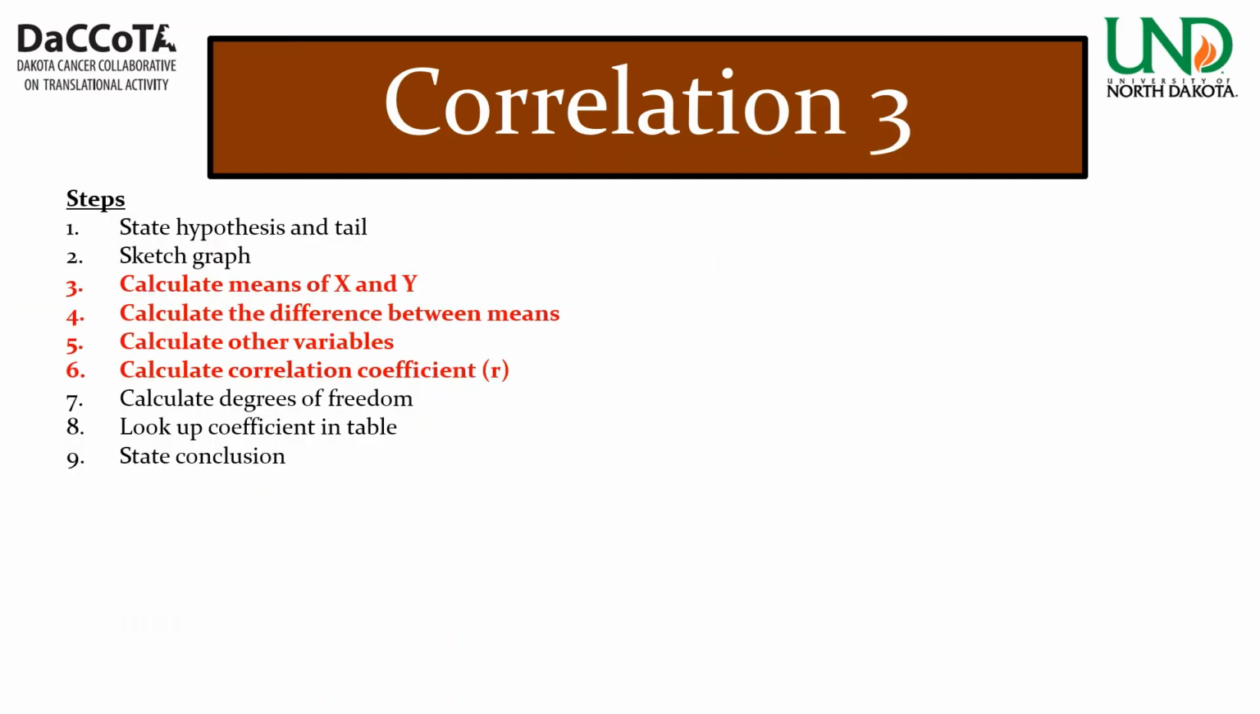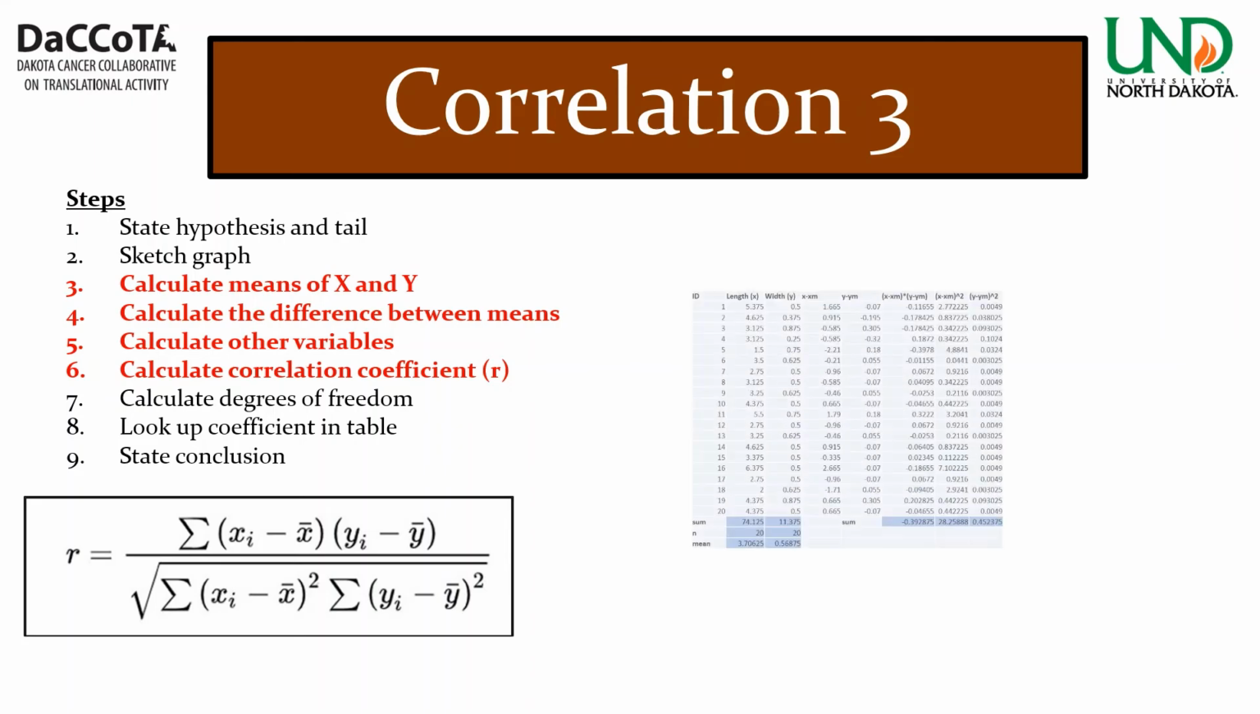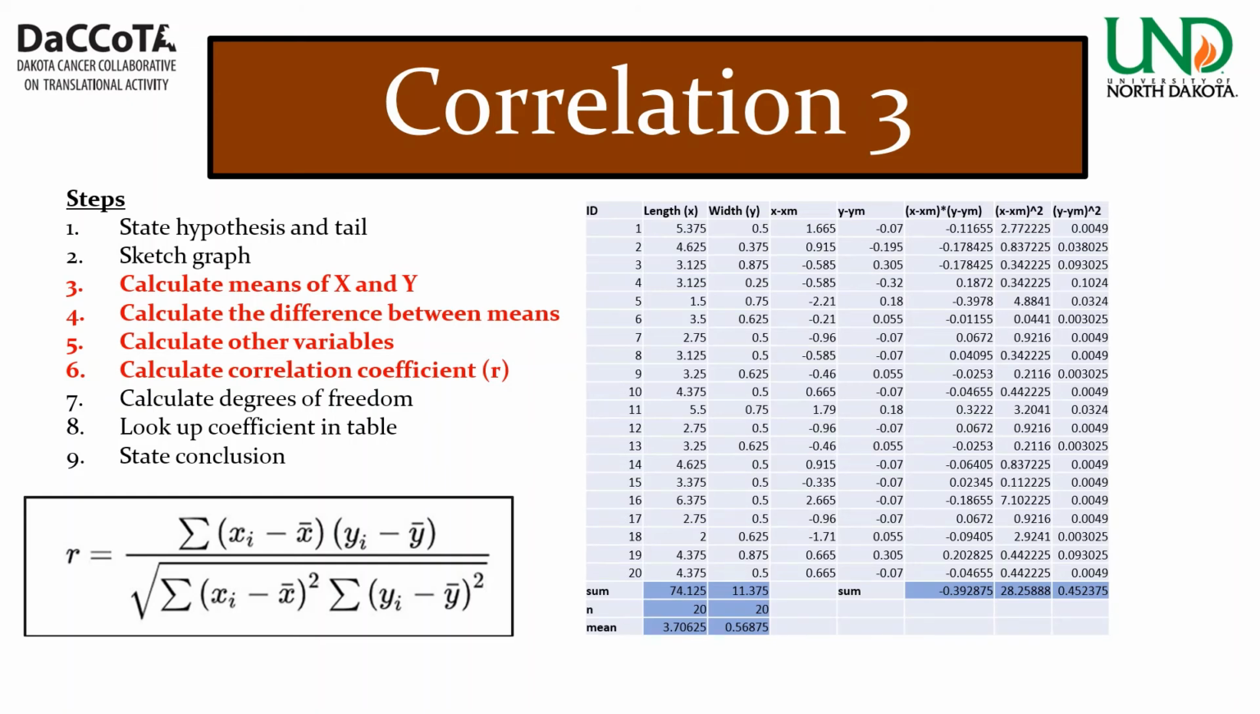So let's calculate the means of x and y. And again, just a reminder, this is our eventual correlation coefficient. Again, I turn to my good friend the spreadsheet. So here's our 20 samples, have their length and width, and we got the sum and then the mean.